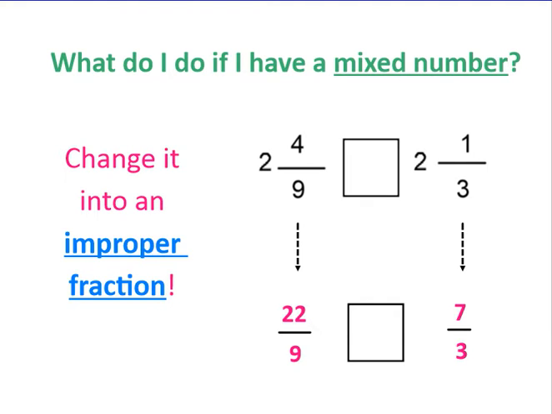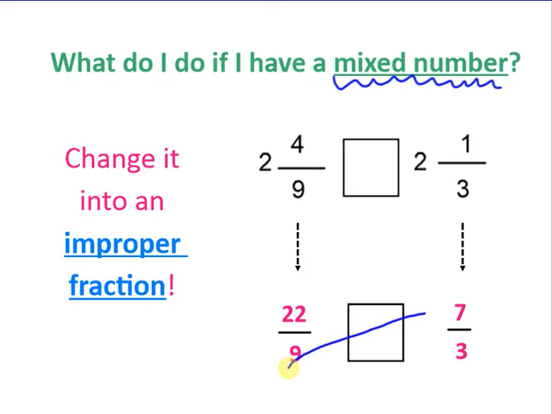So what happens if you actually have a mixed number? All you do is add one more step into the process, and you change that mixed number into an improper fraction. So here you have 2 and 4 ninths. We change it into 22 over 9. Here you have 2 and 1 third, and you change it into 7 over 3.